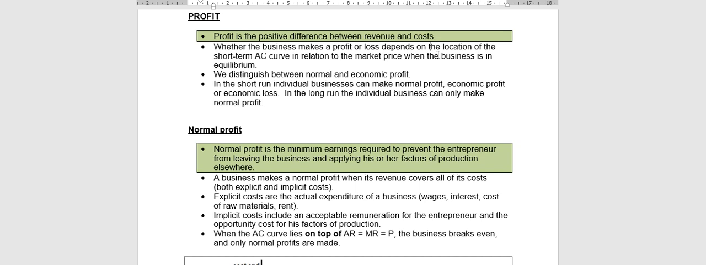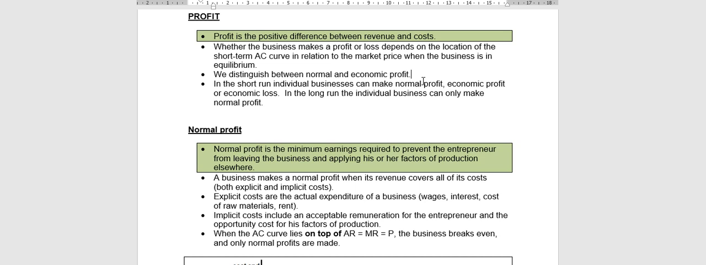Now, in terms of profit, we distinguish between a normal profit and an economic profit. Right, today we're going to look at the normal profit. In the short run, okay, we're going to look at short run equilibrium positions, and then we're also going to look in another lesson at the long run equilibrium position.